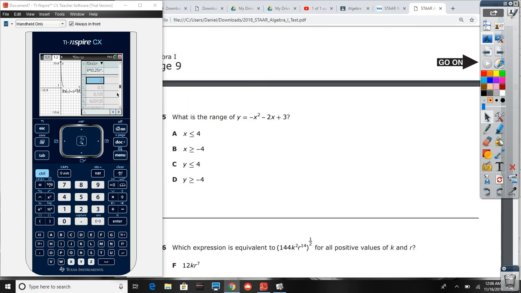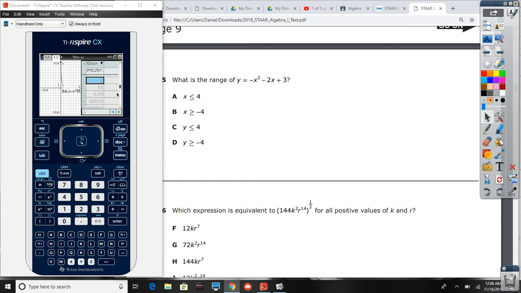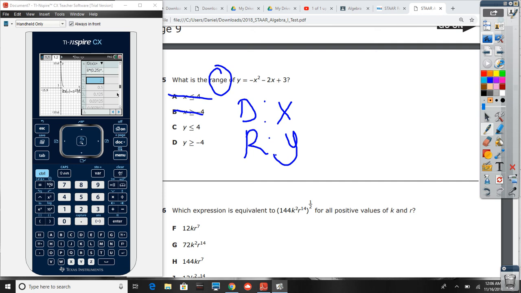Okay, number 5. What is the range of y equals negative x squared minus 2x plus 3? First of all, we have domain and we have range. By now, you should know that domain is x and range is y. They're asking for the range, therefore they're asking for y. I can already eliminate these two because they're talking about x. That's why I eliminated them. Now I have a 50-50 chance of getting it right, so it's increasing my chances of getting this question correct.